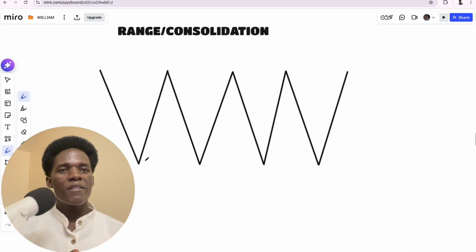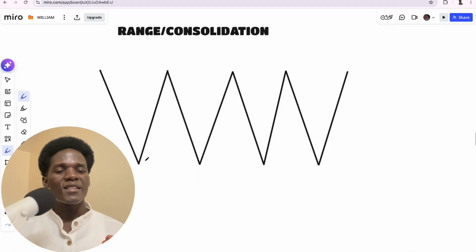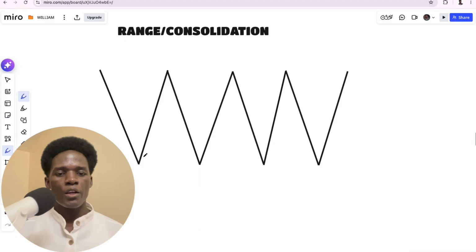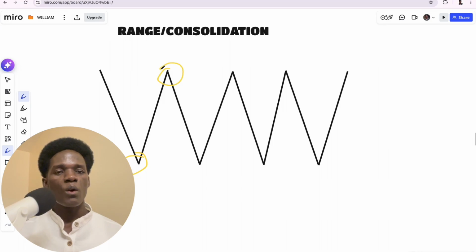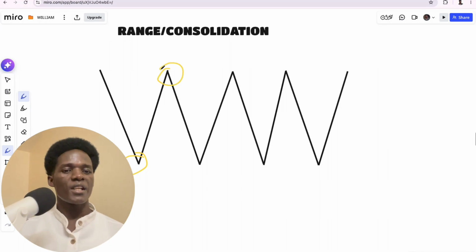The market we have here is called a range or consolidation. What is a range? A range happens when price goes sideways, without a clear trend. Not bullish, not bearish, but sideways. You can't buy here, you can't sell here. Why? The price is going sideways.